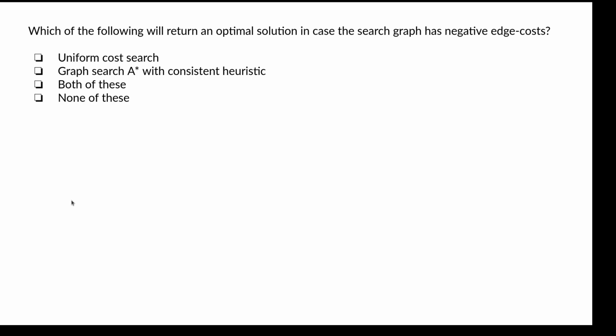So option 1 is uniform cost search. No, it's not going to work with the negative edge cost. It may work, but not always optimal, because there is again the concept of a negative cycle, negative loops, and it is not going to work. Graph search A star with a consistent heuristic: no, it is also not going to work with negative edge cost for optimality. So the option would be none of these. None is going to work for negative edge cost for an always optimal solution.